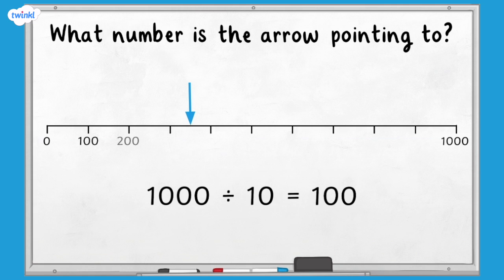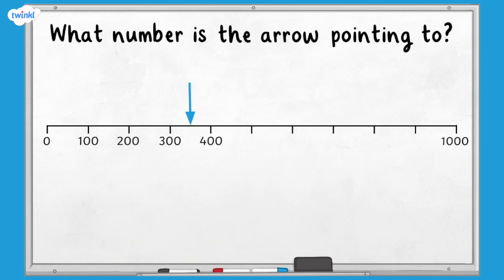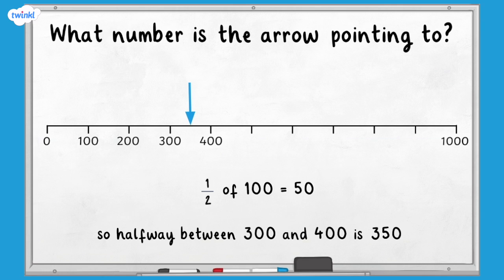100, 200, 300, 400. The arrow is pointing to approximately halfway between 300 and 400. There's 100 between 300 and 400, and half of 100 is 50. So halfway between 300 and 400 is 350. The arrow is approximately halfway between 300 and 400, so a good estimate would be that it is pointing to 350.